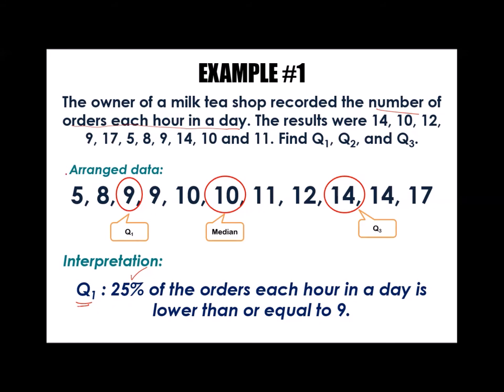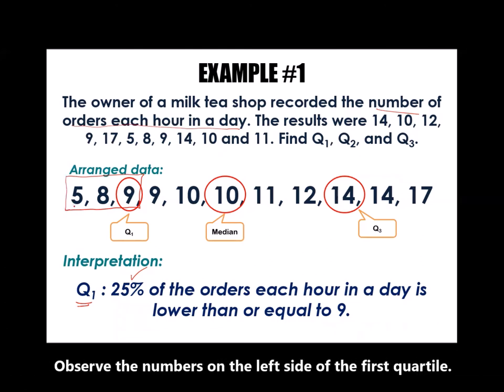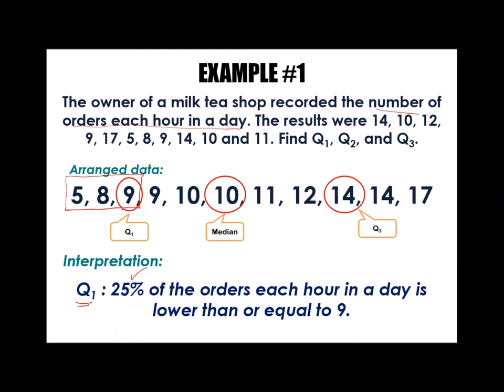Tapos, pansinin ninyo. So, di ba, katulad ng nabanggit ko kanina, doon sa ating diagram ng quartiles. So, coming from the lowest score up to the computed quartile, anong napapansin nyo doon sa dataset natin? Ang boundary natin ngayon is the 9. Pansinin nyo yung kasama niya doon sa partition na 5 and 8. Di ba mas mababa siya? Kaya, ang interpretation ay lower than.